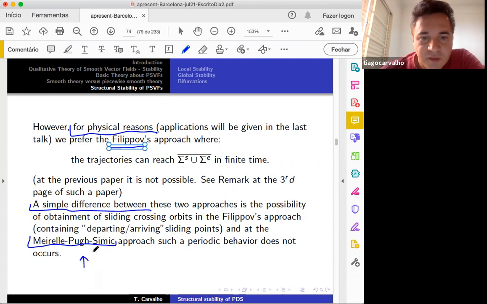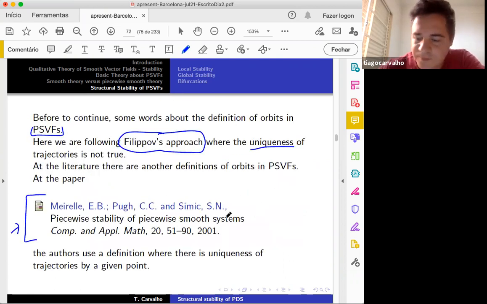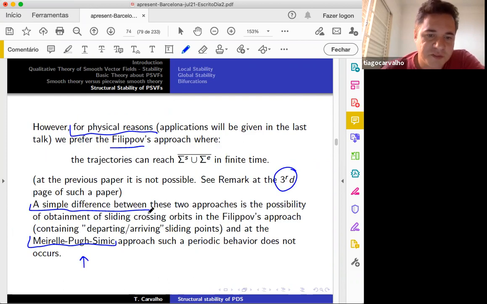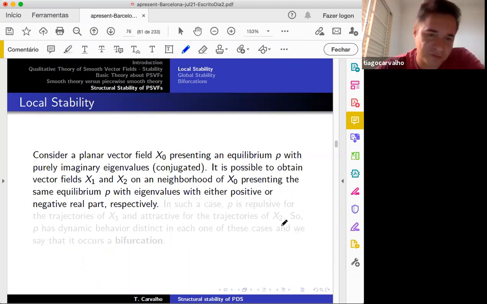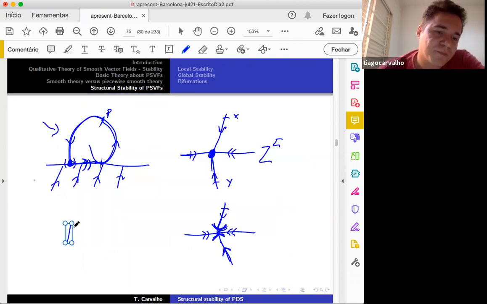In fact, Meirelles-Pierre-Simic talk on the third page of their paper, which is this, that their definition of orbits is distinct from what Filippov does. So let's work with the Filippov approach, where the non-uniqueness of trajectories through a point is possible. Okay. So let's go.